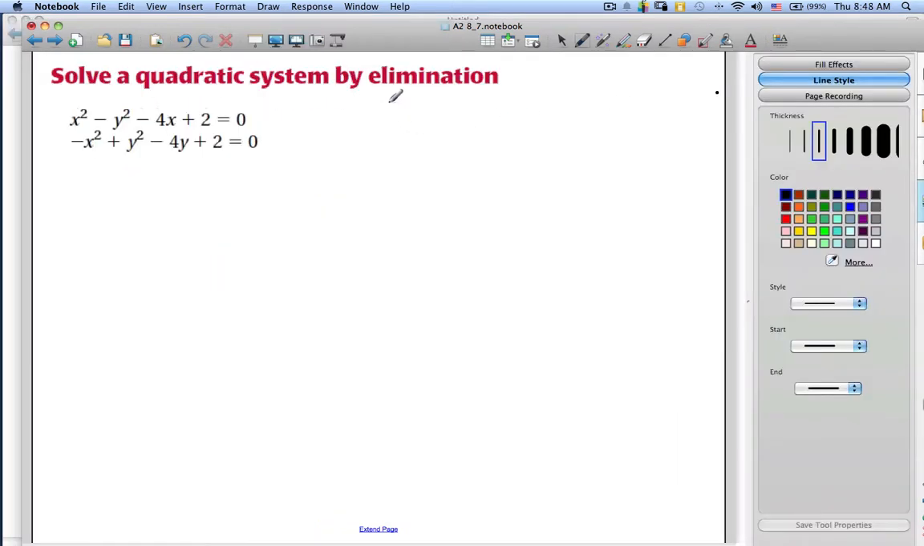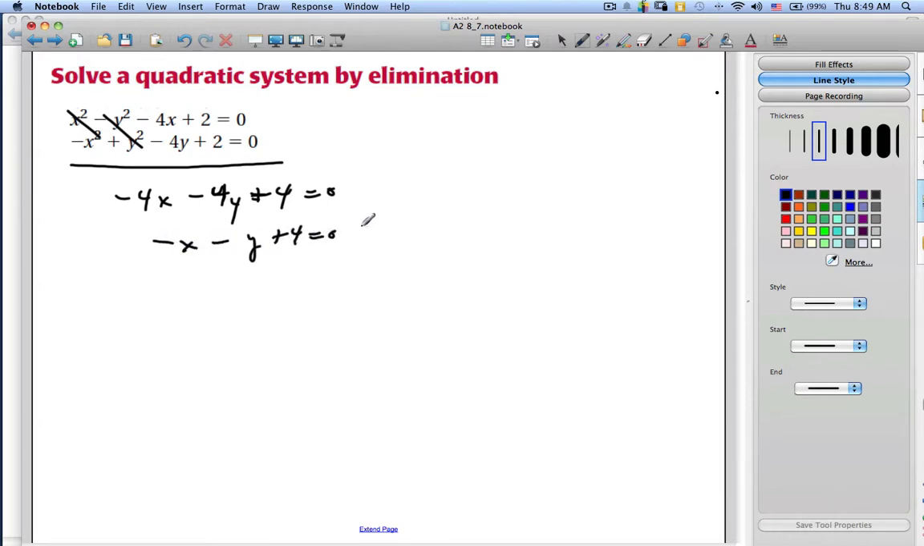So if I want to go ahead and do a problem like this through elimination, the first thing I want to do is if I add these two together, I'll be able to get rid of the x and the y squared. So this will cancel out with that, and I'll get negative 4x minus 4y plus 4 equals 0. So I would want to go ahead and divide everything by 4. Right? So I'll have negative x minus y plus 4 equals 0. And then if I solve for y, I'll have negative x plus 4 is equal to y.